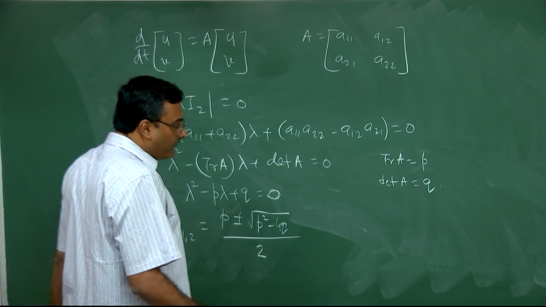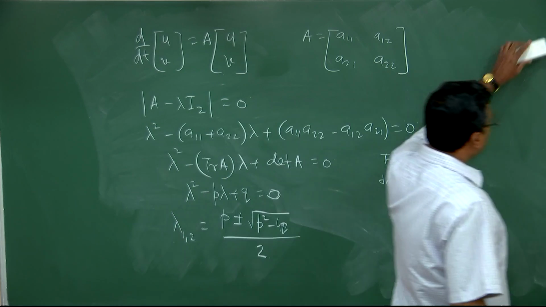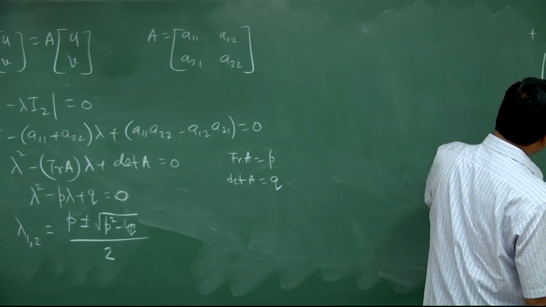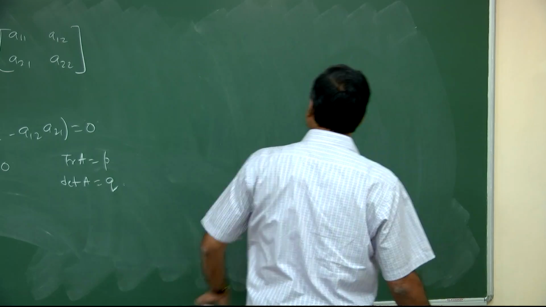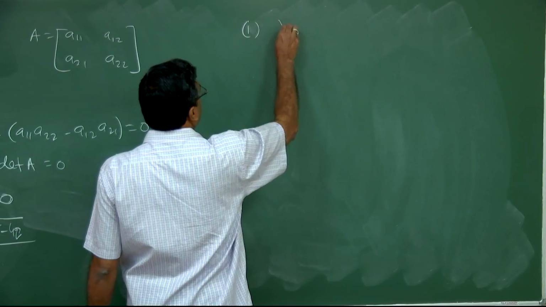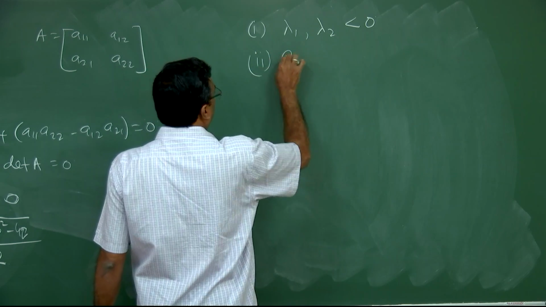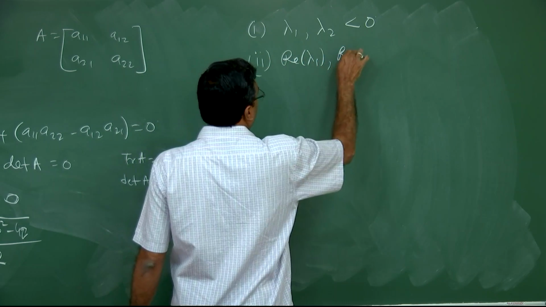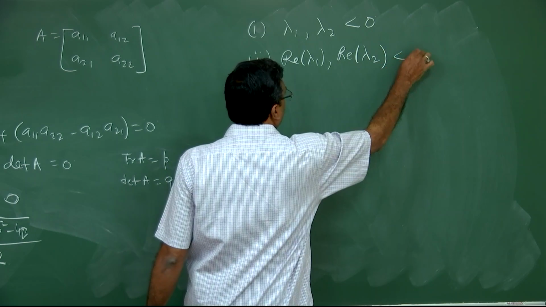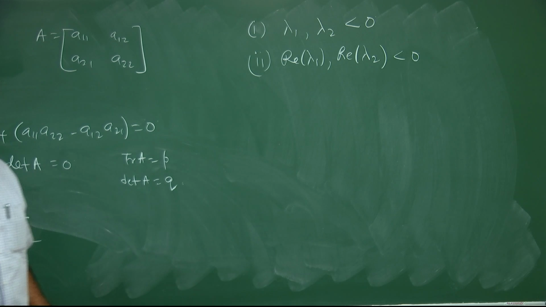Now what are we looking for? We are looking for the stability of this linear system. So that means one of two conditions should be satisfied: either lambda 1 and lambda 2 are both less than 0, or the real part of lambda 1 as well as the real part of lambda 2, both of them are less than 0. This is the requirement for the stability of the 0 solution of the linear system, and accordingly the local asymptotic stability of the equilibrium for the nonlinear system, right?